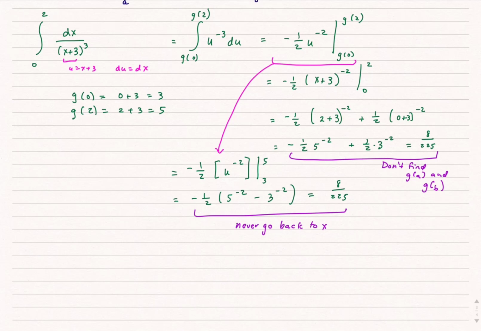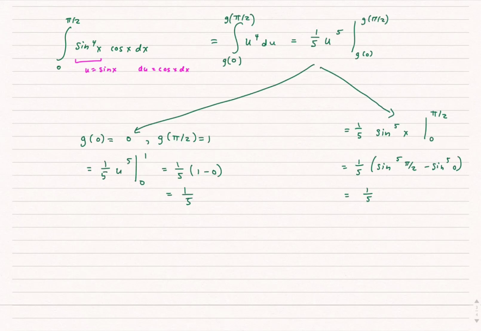The method you choose is entirely up to you. I prefer the first method. I don't like making mistakes with calculating what g of 0 and g of 2 are. I'd prefer to leave those alone, bring it back to x, and then just plug in those values directly. However, with the second case, it's a little bit less work because you don't have to actually go back in terms of x. So either one of these methods work, but just don't mix them up.